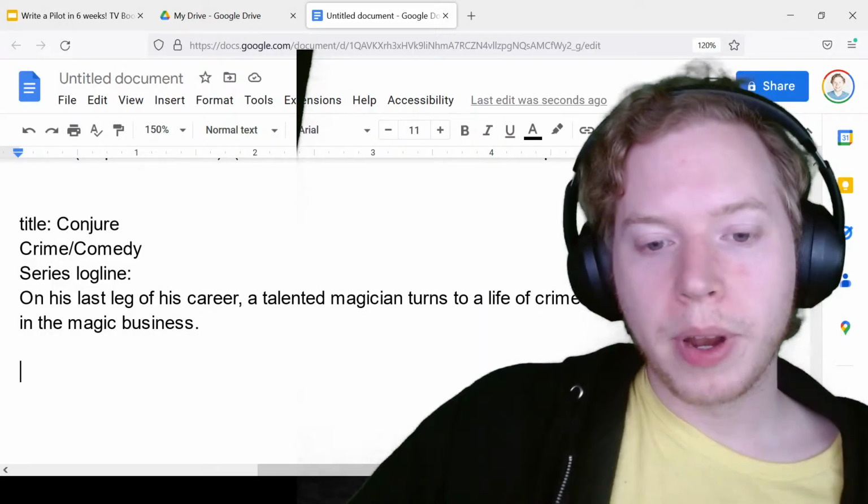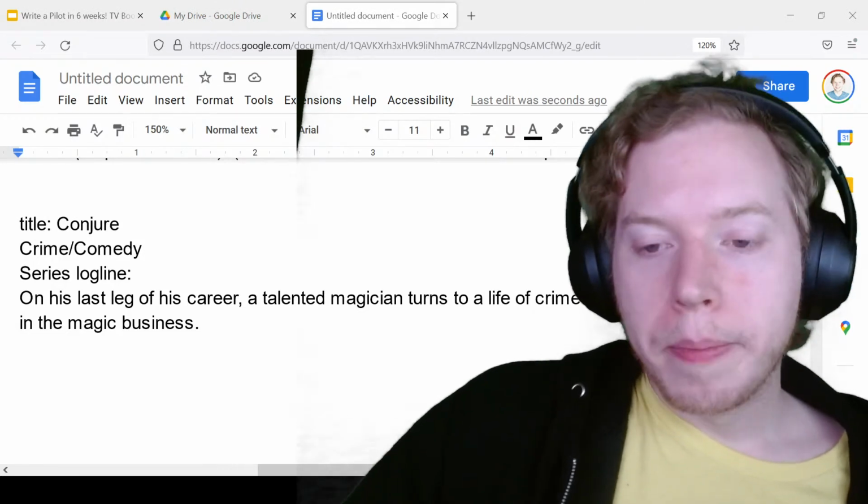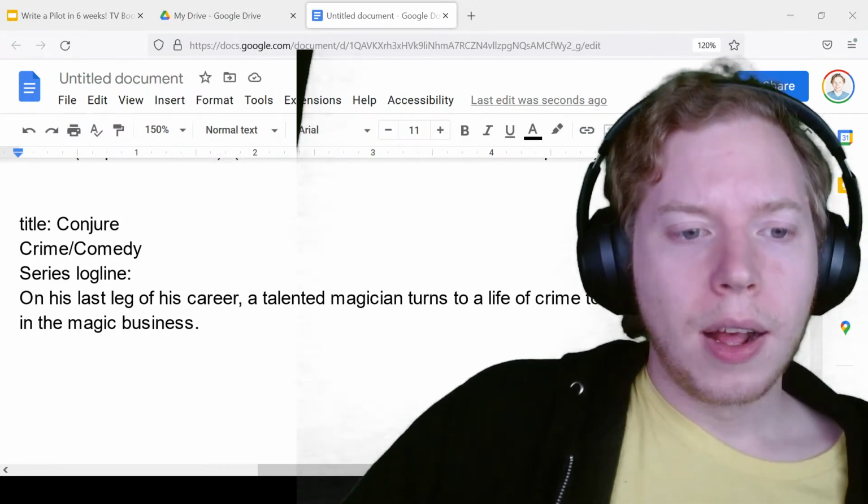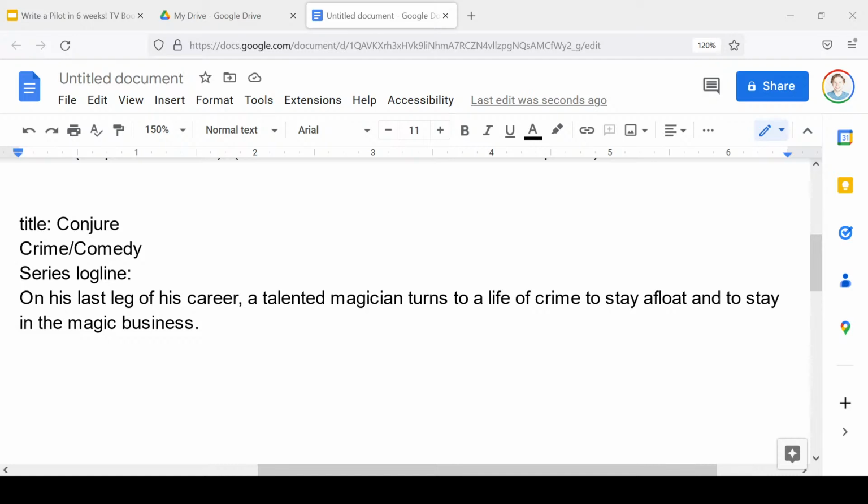Where did my screen go? There it is. So I might have to clarify that in the logline, or you might have to just decide on that if you have not decided yet. But if he's on the last leg of his career, why is it so urgent that he stay in the business? Either he's trying to artificially extend his career past its expiration date, or perhaps he's not on the last leg of his career as much as his business is being threatened by something. So you might have to change the stakes a little bit to suggest what is threatening his business, if that's the case.